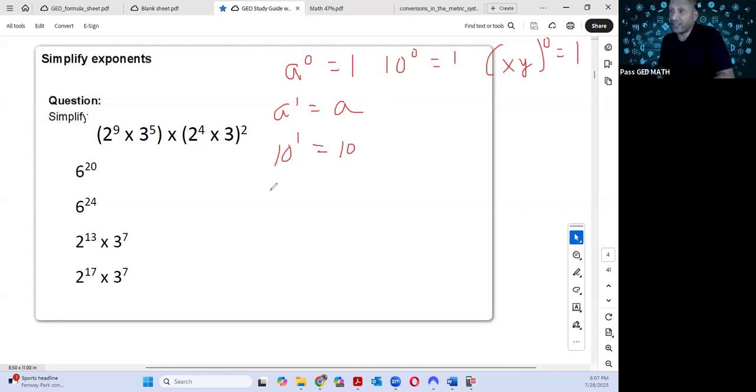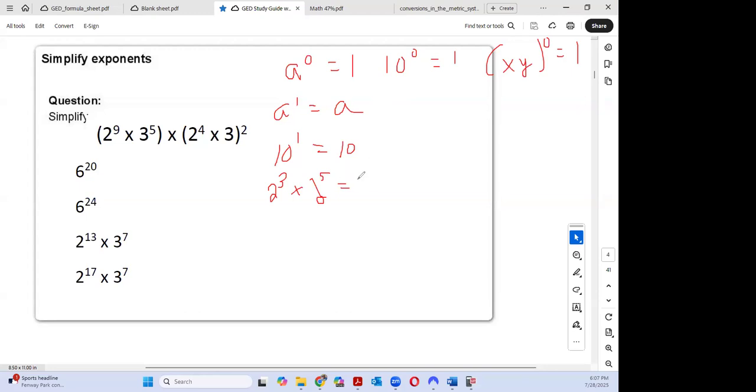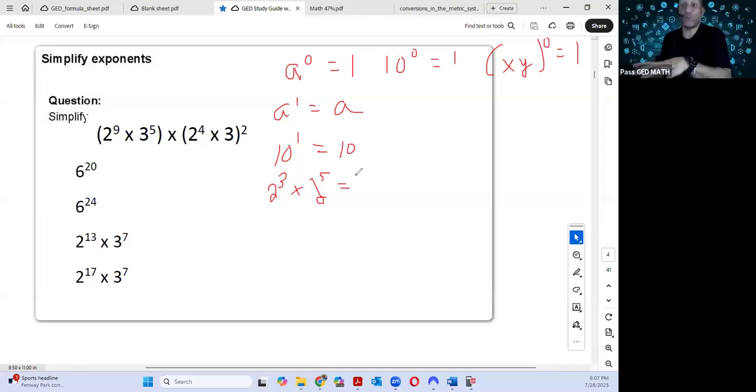If I'm multiplying, for example, 2 to the third times 2 to the fifth, that is 2 to the what? What do we do to the exponents when we're multiplying? Add them. So what are we adding? 5 plus 3. So the base stays the same and we add the exponents, 8. When multiplying exponents with the same base, we add the exponents. Everybody got that?